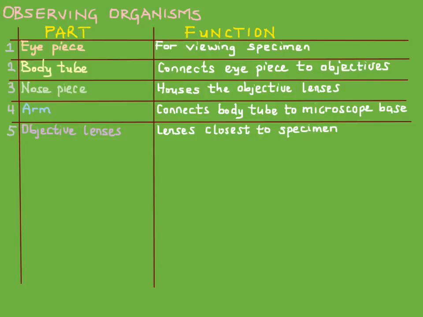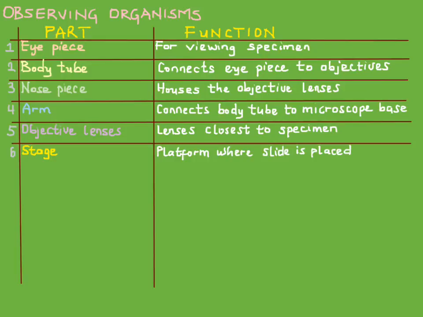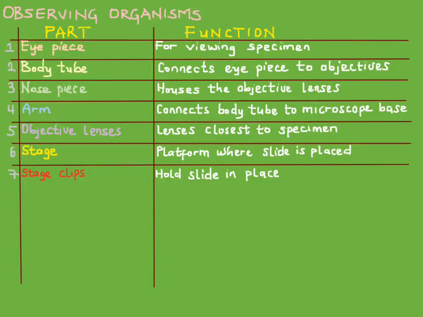Next, we have the objective lenses. This is one of the most important parts of a compound microscope, as they are the lenses closest to the specimen. We also have the stage, which is the flat platform where the slide is placed. The seventh part is the stage clips. The stage clips are metal clips that hold the slide in place firmly.